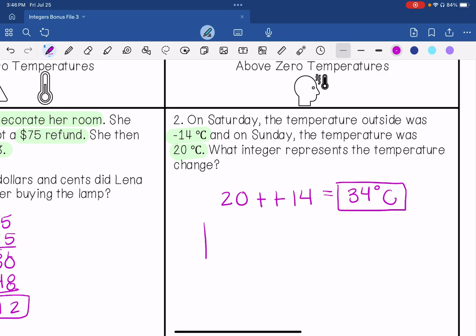I also like to picture a number line with a thermometer. This is 0. This is negative 14. This is 20 up here. If we have this change right here, it's gonna be more than 14. It's gonna be more than 20.